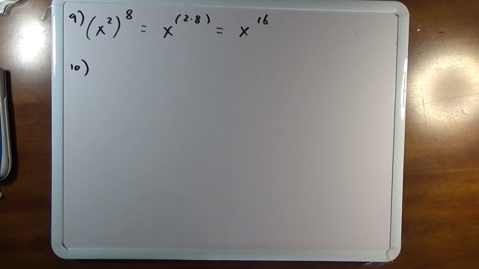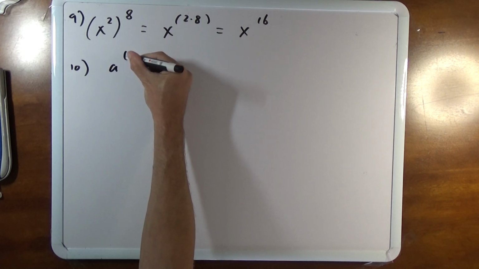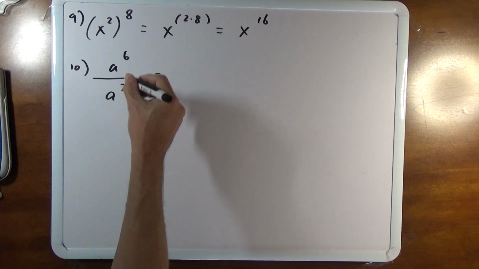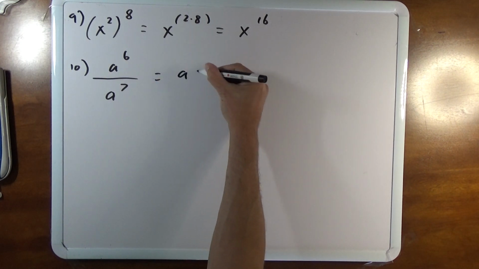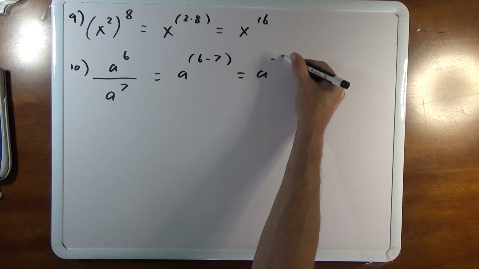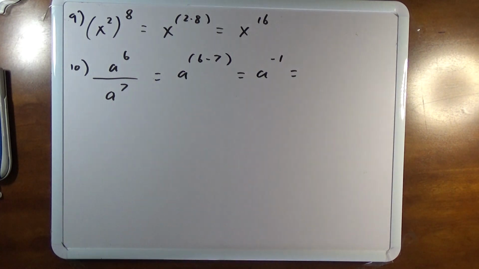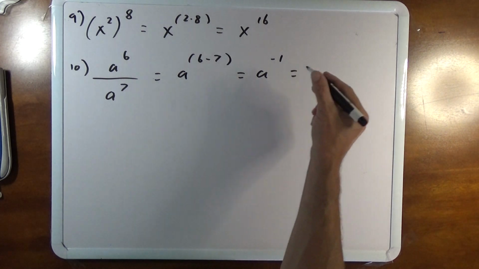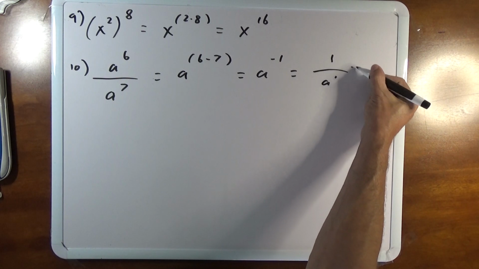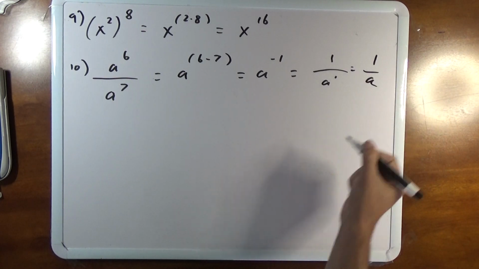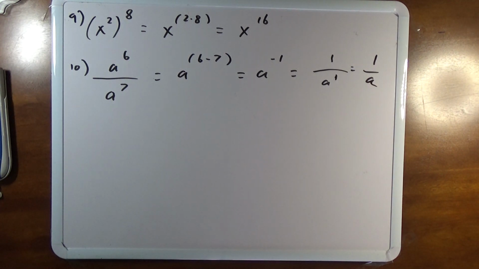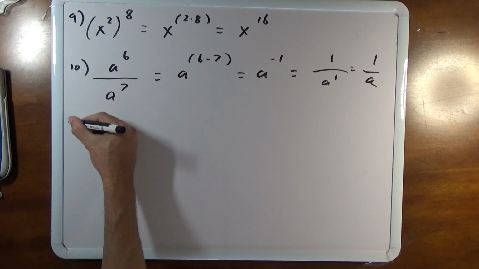a to the 6th power divided by a to the 7th power. So this is our quotient rule. So I subtract my exponents. So that's a to the 6 minus 7, which is a to the negative 1, which normally you're going to want to write without negative exponents if you can help it. So that's 1 over a to the 1, or 1 over a. Because x to the negative a is 1 over x to the positive a.